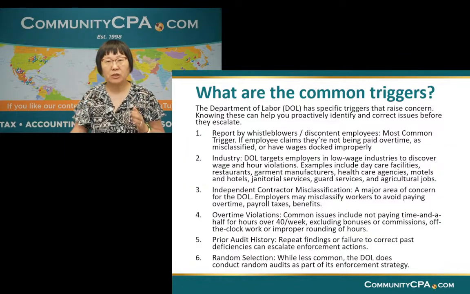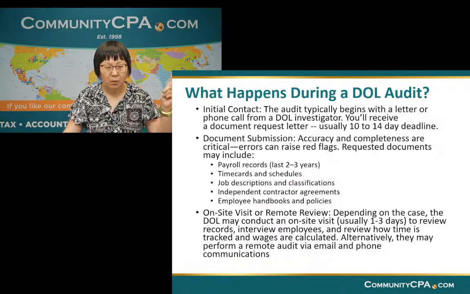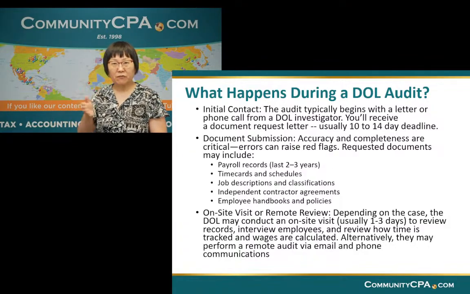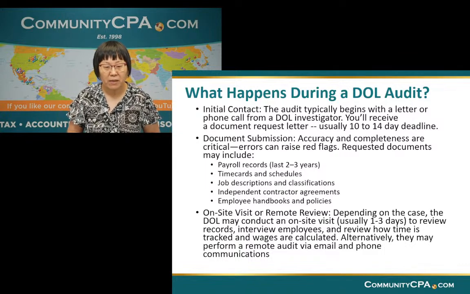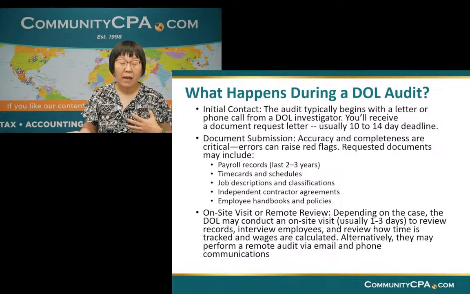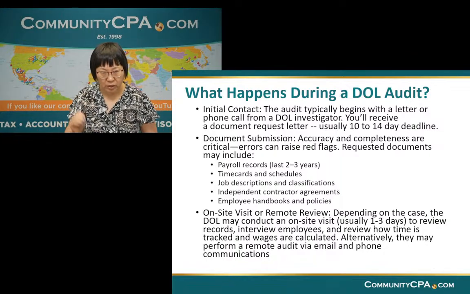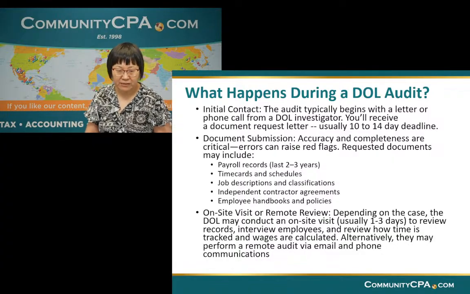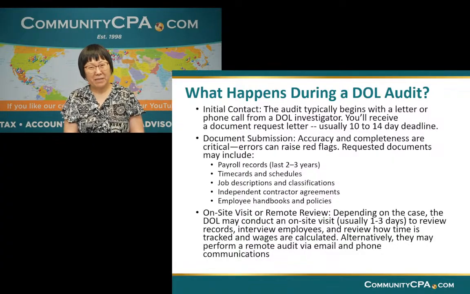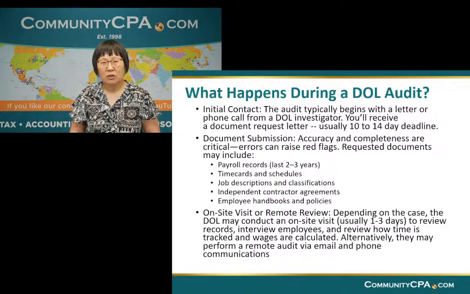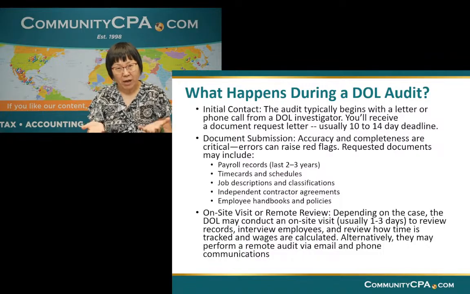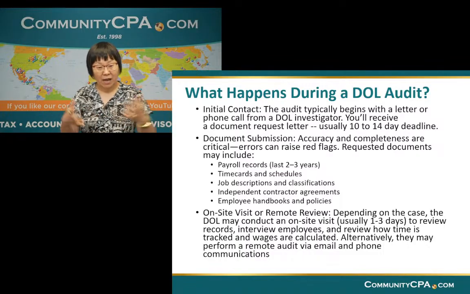What happens during the DOL audit? Number one, they send you an initial letter to tell you they're coming. Usually they give you a 10 to 14 day deadline to come up with all your documents. Then you submit the documents. The documents you submit include payroll records, time cards, work schedules, job descriptions and classifications, independent contractor agreements and their W-9s, and also the employee handbook or policies if you have any. These are the things they use to establish a baseline to see whether or not you likely have a violation. So they are asking for documents.